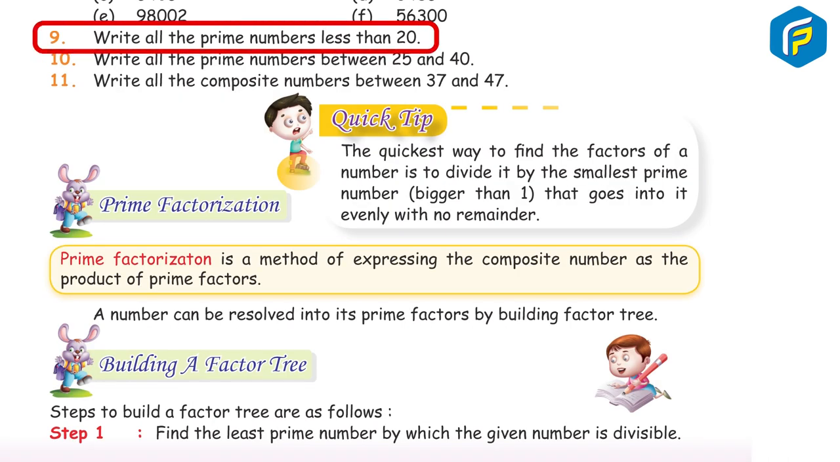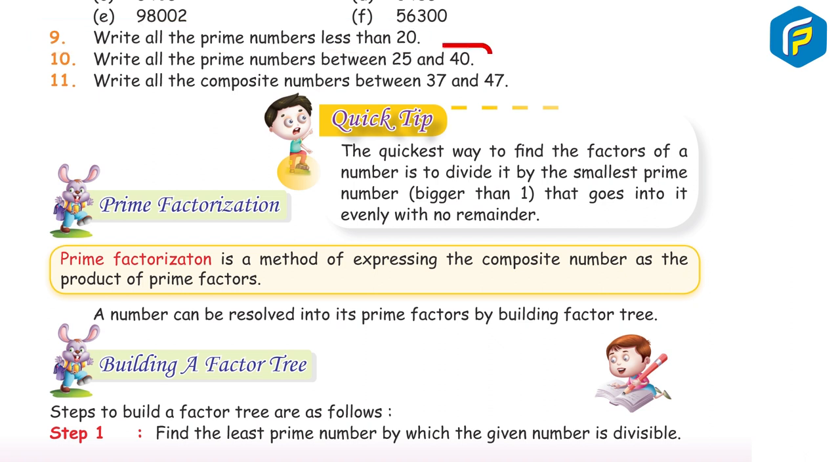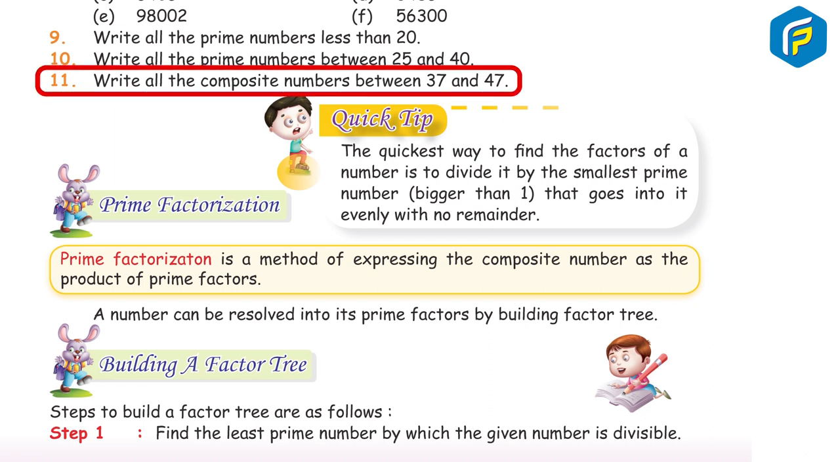Question 9. Write all the prime numbers less than 20. Answer: there are 8 prime numbers under 20: 2, 3, 5, 7, 11, 13, 17 and 19. Question 10. Write all the prime numbers between 25 and 40. Answer: 29 and 31, 37. Question 11. Write all the composite numbers between 37 and 47.